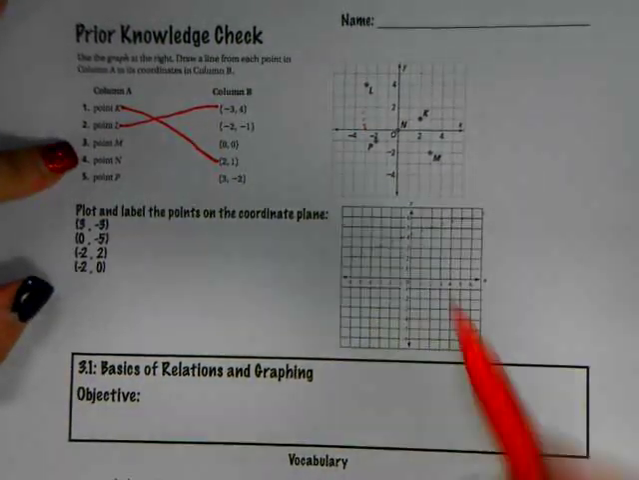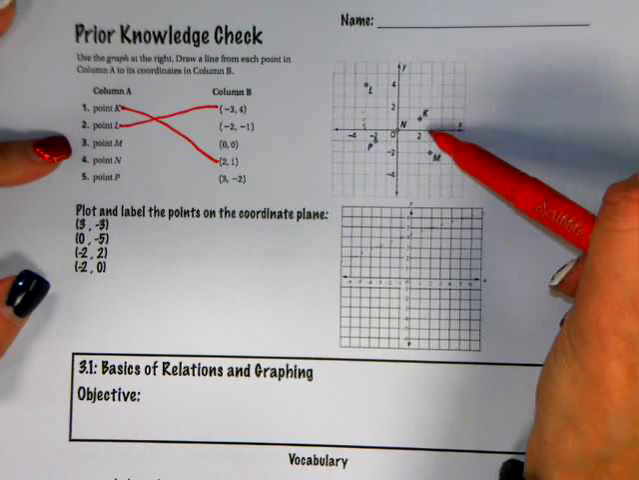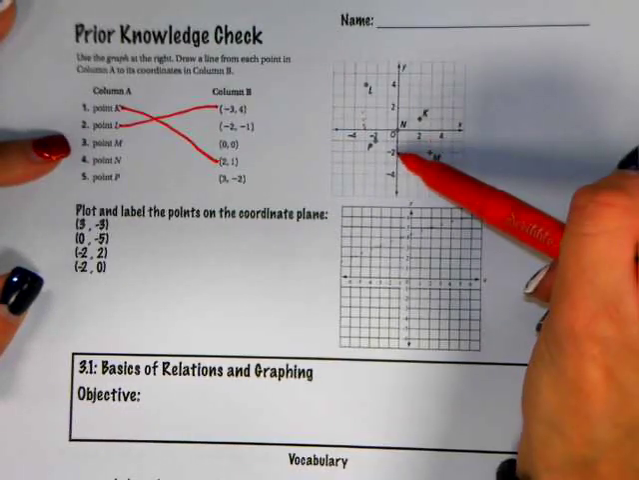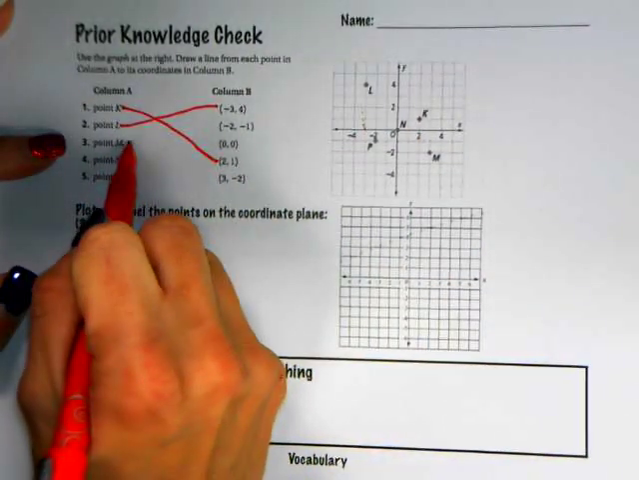All right, and then M is over here, so at the X, where is it? 3, and then the Y? Yep, -2.